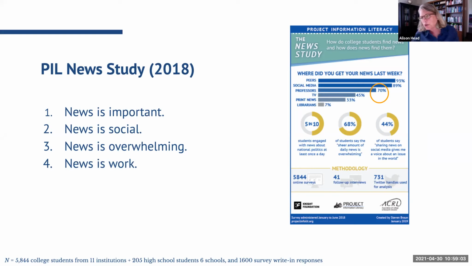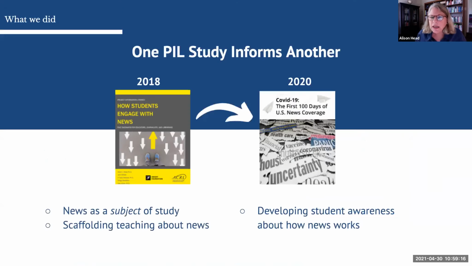But my orange circle here informed this project. And that was that 70% of the sample had heard about news from faculty, from their professors in class. This finding helped inform the COVID study. We could take the findings that I just showed on this slide and use them to inform another study and take theory and apply it to practice, which I'm talking about today, which is the OER. We use news, not students, like we usually did. We use news as the subject of study.